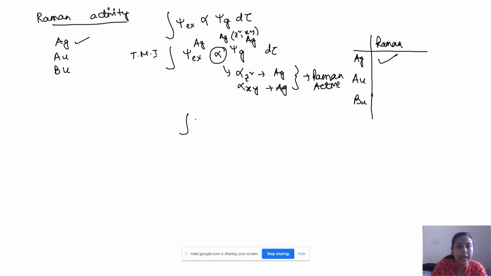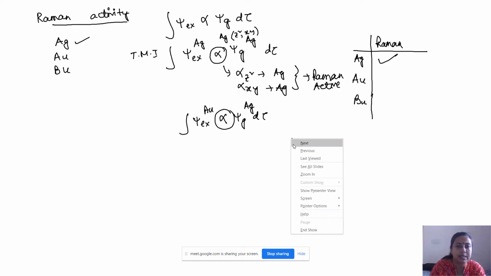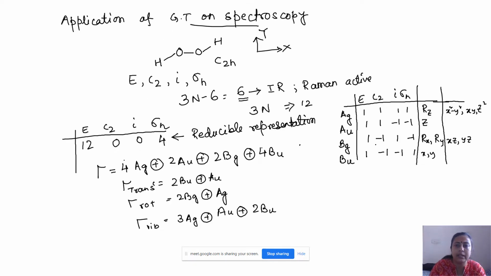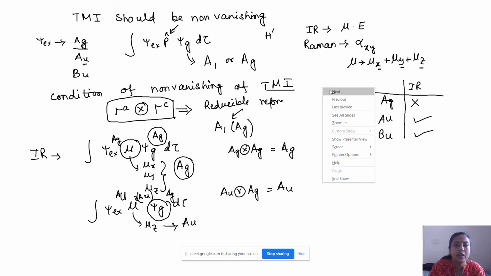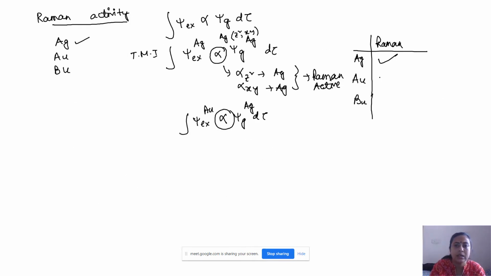so that means again psi excited, alpha, psi ground state, d tau, this is always of the AG symmetry, this is of the AU symmetry. So alpha should have some component which should transform as AU. But if you look into the character table, AU, there is no quadratic term, the binary term of the X and Y which is transforming as AU. That means no component of alpha is transforming as AU. Hence, that is going to be Raman inactive. Similarly, BU is also going to be Raman inactive.